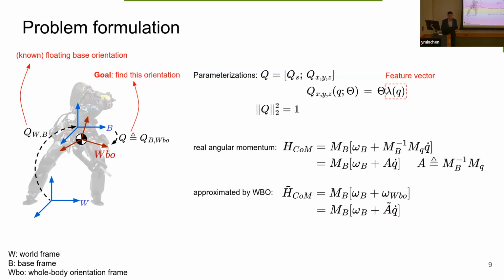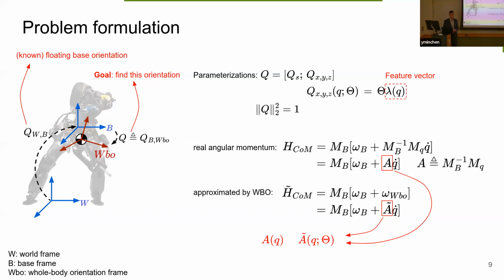And I already showed this, the real angular momentum and also the angular momentum approximated by the WBO frame. The goal is to minimize the difference between these two. If we look at the equations here, the only difference is the A and A tilde. A is defined by M_B inverse times M_Q over there. I'm not showing you A tilde here because it's really messy. But what's important is that A tilde essentially is a Jacobian of this orientation.